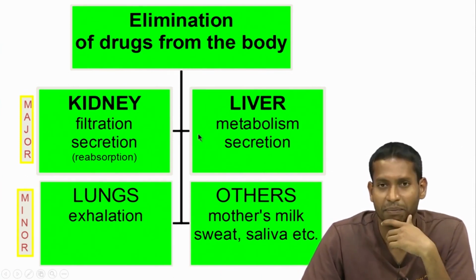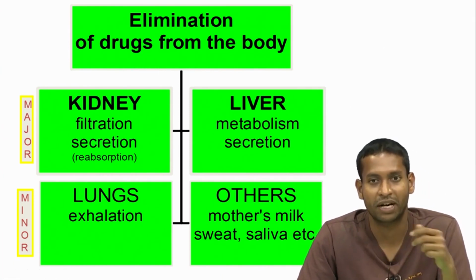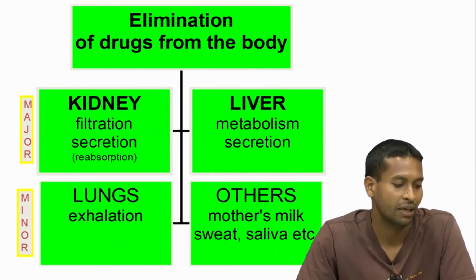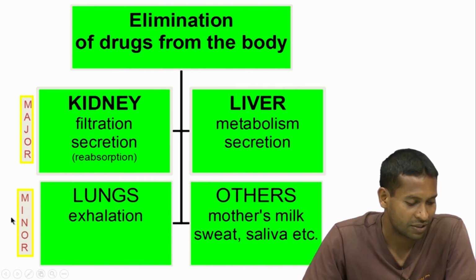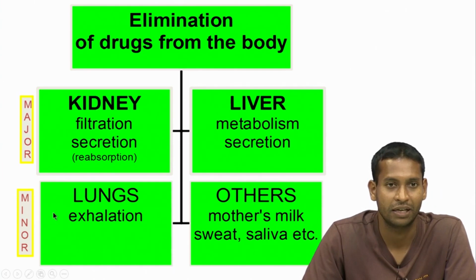So, these two are the major organs that are responsible, and depending on the drug there might be some other organs as well, depending on how the drug is interacting with the body, but in general these two are the major organs. Then we also have some minor organs that are responsible for elimination, and one of them is lungs.